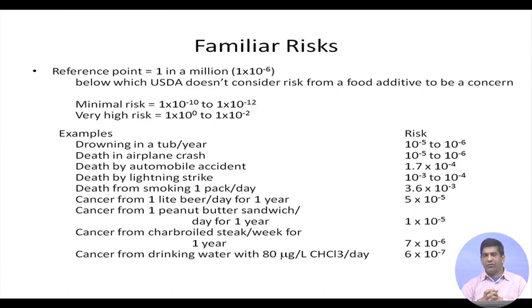Automobile accident risk depends on which place you are, but as you hear in the Indian context, a lot of people die every day because of automobile accidents. It's around 1.7 times 10 to the power of minus 4. Death by lightning is 10 to the power of minus 3 to minus 4. Death from smoking 1 pack of cigarettes per day is 3.6 times 10 to the power of minus 3. As you go down, you see different cancers for 1 liter of beer per day for a year, cancer from 1 peanut butter sandwich. Actually, many people in the world, especially in the Western world, have a peanut butter allergy. Then cancer from charbroiled steak, and cancer from drinking water with 80 micrograms per liter of CHCl3 per day. So as you can see, there are different risks out there.